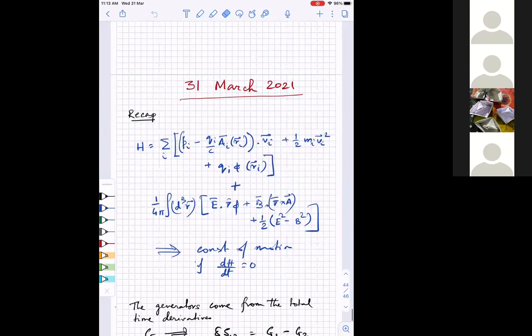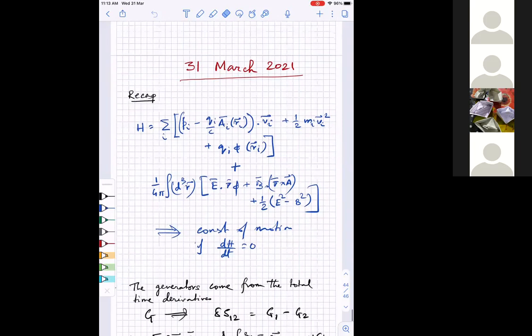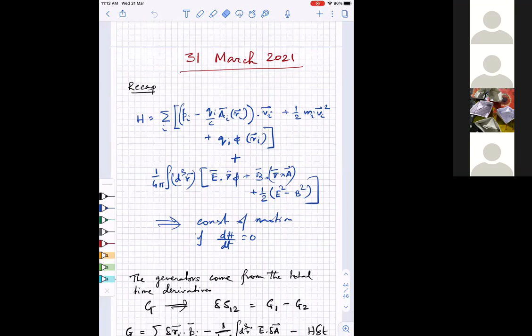So I've written down this thing. If we write the Hamiltonian of this charges plus field, this total system, then the Hamiltonian was basically written like this. So go back and check how we could write it like this. There was the particle part over here, and then there was the field part over here. And of course, if it is a constant of motion, then you have to show that dH/dt is equal to 0.